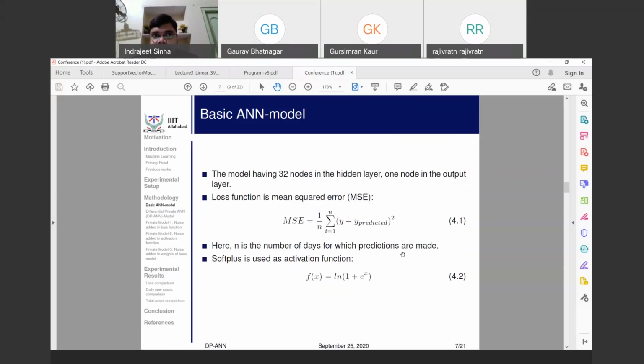Here n is the number of days for which we are predicting, whether 50 or 60 or 70. We predicted 250 days here, so we have taken n as 250. We used softplus as the activation function, which is stated as log of 1 plus e to the power x.